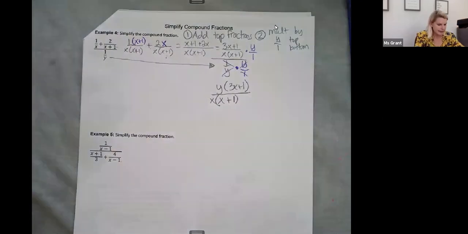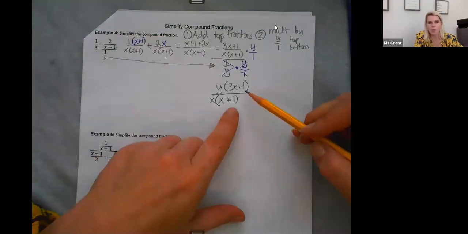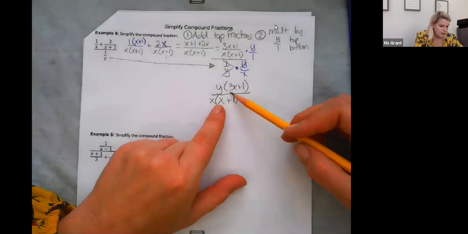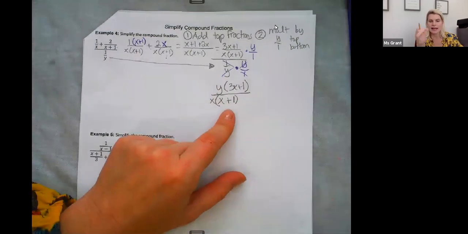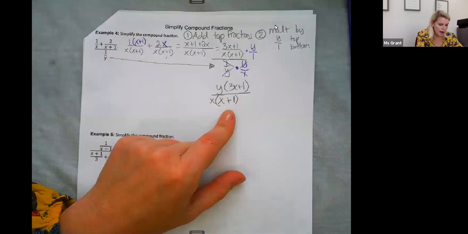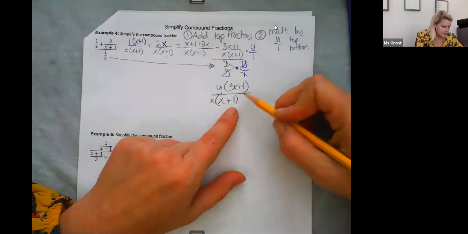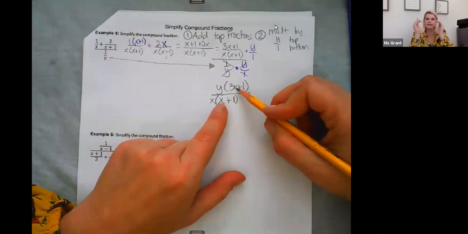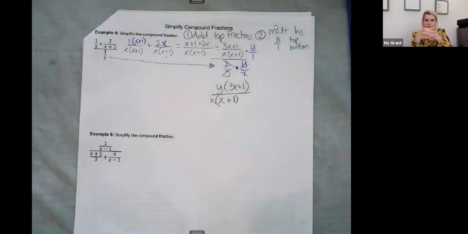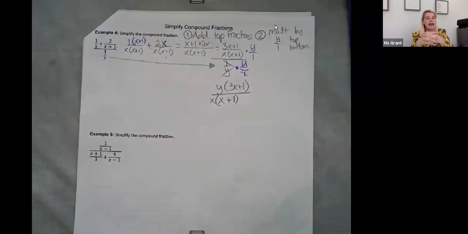I cannot break apart this 1 and this 3 and this x. If it's connected with an addition sign, that's a binomial. You can't break apart a binomial. Do not try and cancel out a 1 or cancel out this x here. If it's in parentheses, it's protected. If it's connected with an addition or subtraction sign, it's together and you're not breaking it apart. Okay?